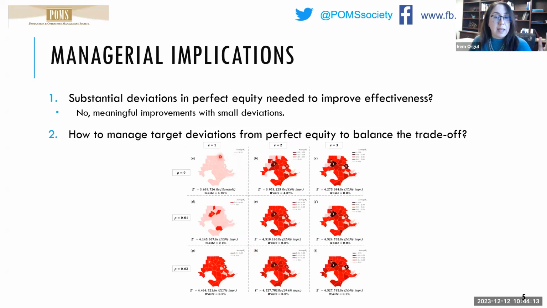We also see, in this graph, the maps showing Food Bank of Central and Eastern North Carolina's service region, where areas' colors indicate their average deviation from their fair share. Darker means greater deviation. The key takeaway is that small but strategic deviations in the service region allow us to control the level of inequity and increase the effectiveness.